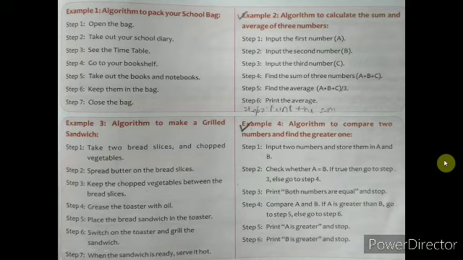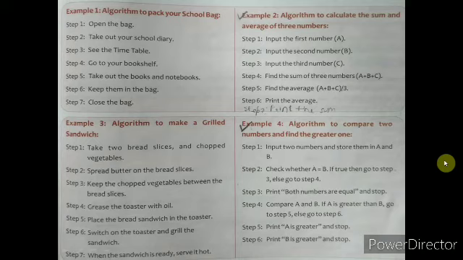Step number 2, check whether A equals B. If true, then go to step 3, else go to step 4. So the steps are already written over here. So if A equals B, we have entered 2 for A and 3 for B, so this statement is wrong. It will jump to step number 4. If the statement becomes right, it will jump to step number 3.